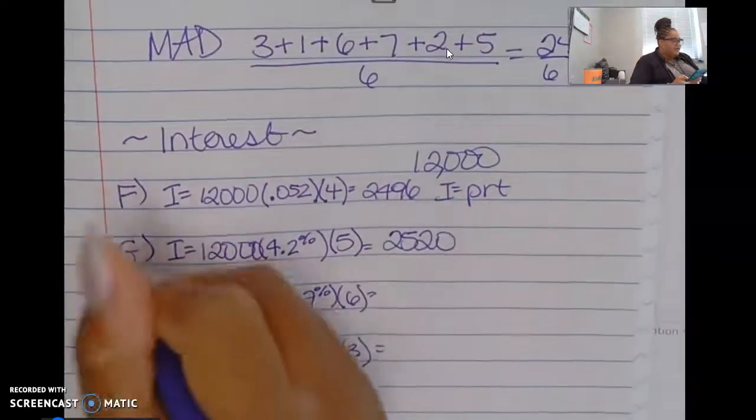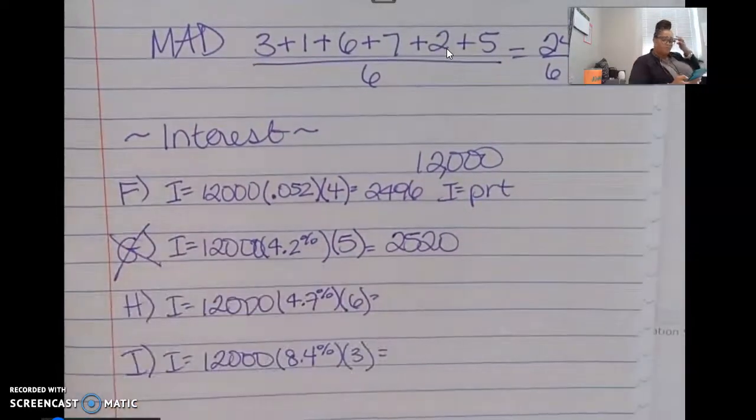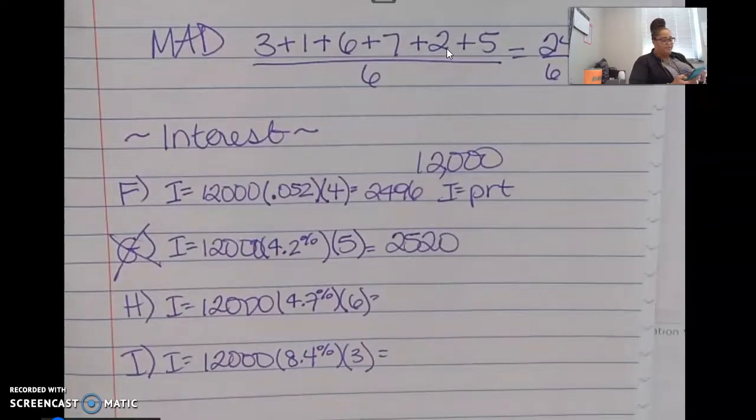2,520. Okay, this is already wrong. Why? Because it's lower than F, but it's supposed to be higher, because it's bigger than F. Do you guys know your alphabet? A, B, C, D, E.